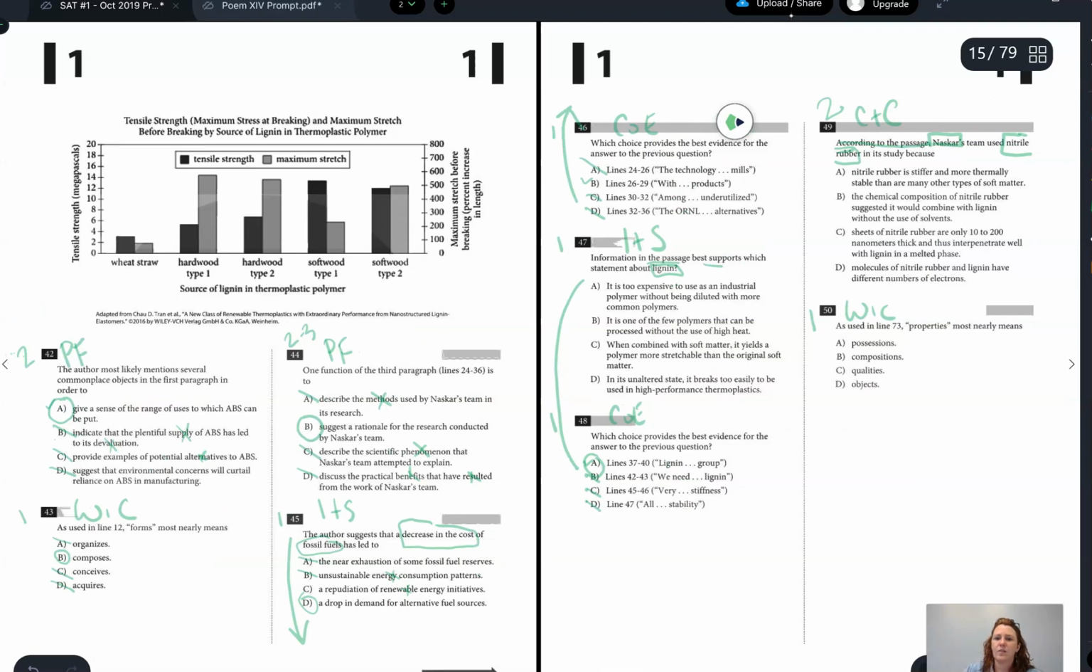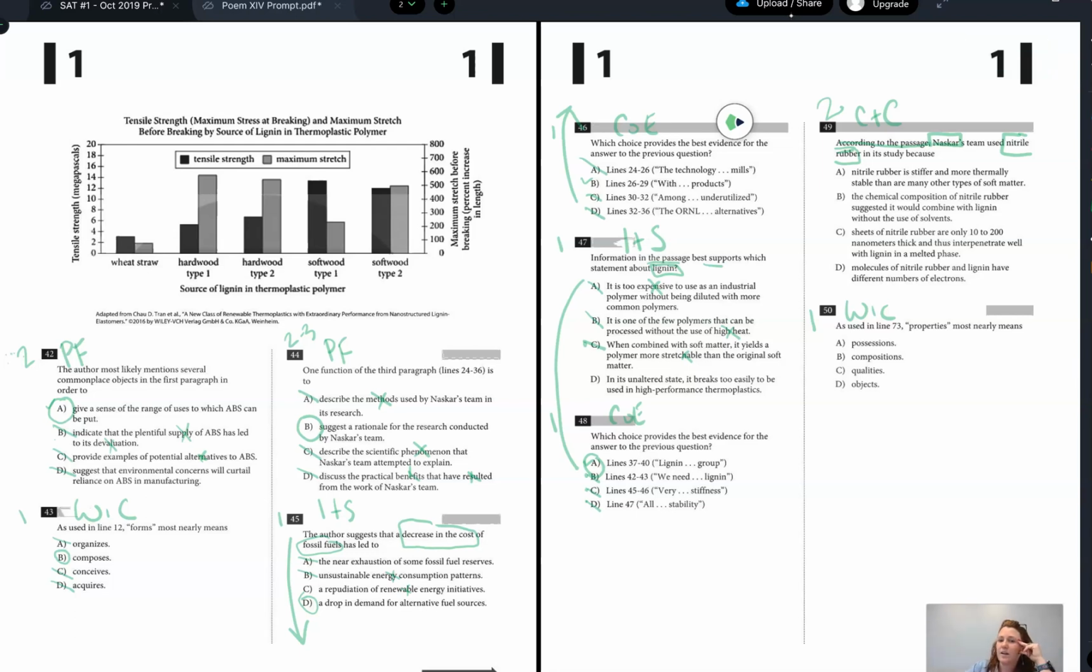All right. It is too expensive. No. It is one of the few polymers that can be processed without the use of high heat. We don't see anything about heat, so A and B are incorrect. When combined with soft matter, it yields a polymer more stretchable than the original soft matter. Oh, here's that distractor. Remember, we saw something about it needing to be mixed with soft matter. So we could connect those two, but the problem is it never discusses in that phrase that it's more stretchable. So that is that distractor combination. I'm glad we didn't pick that line of evidence.